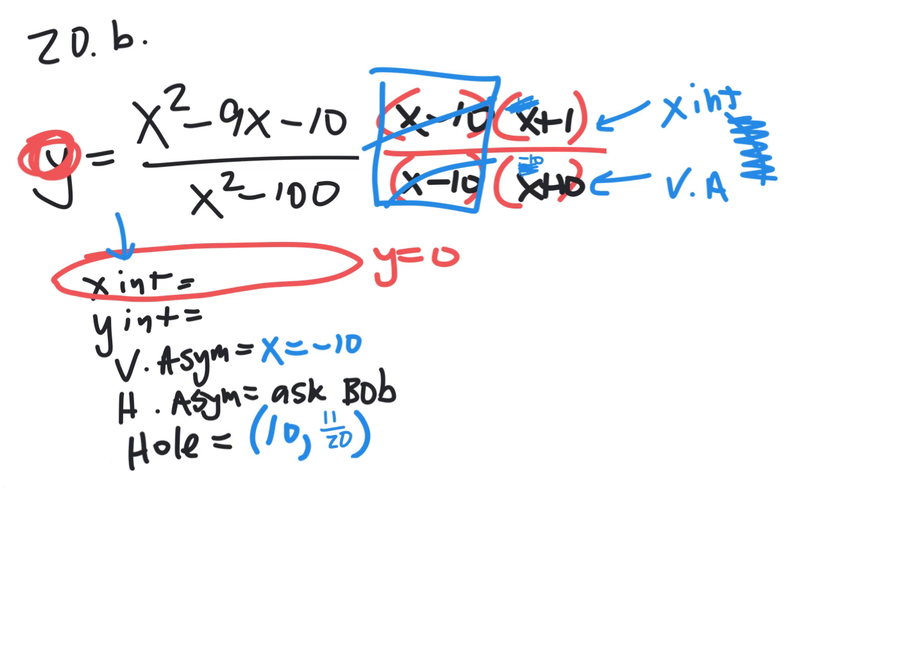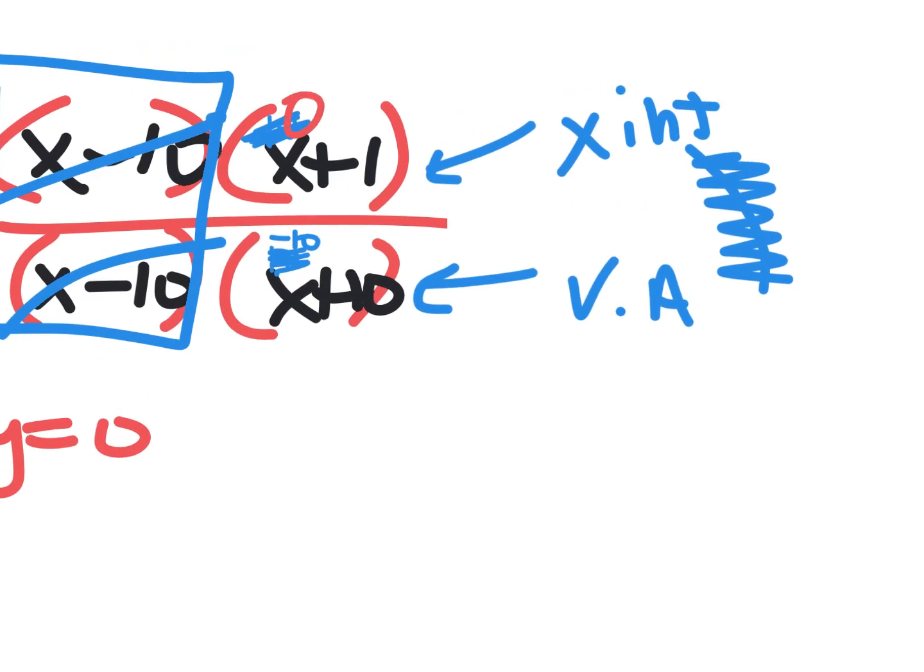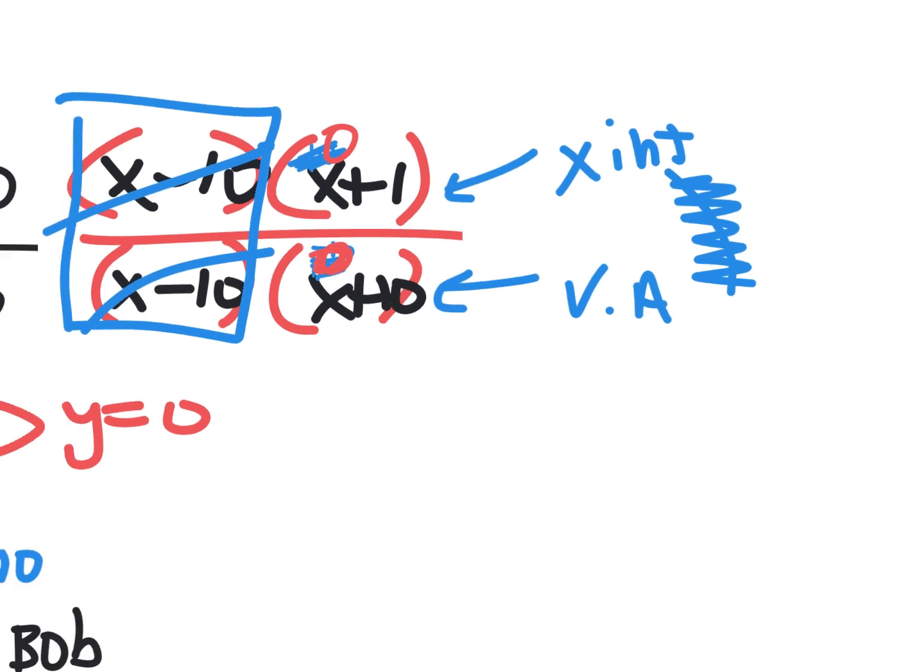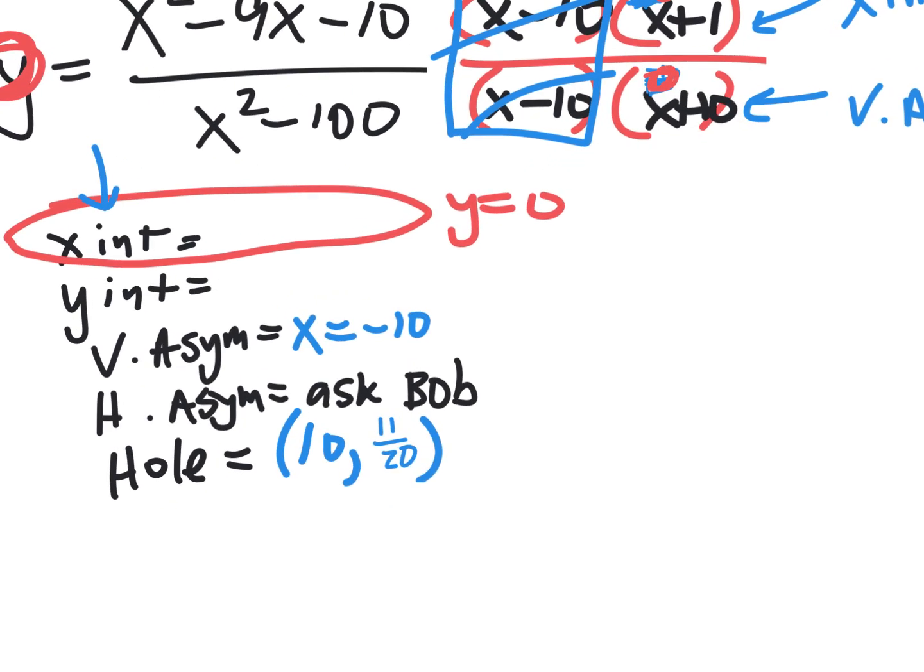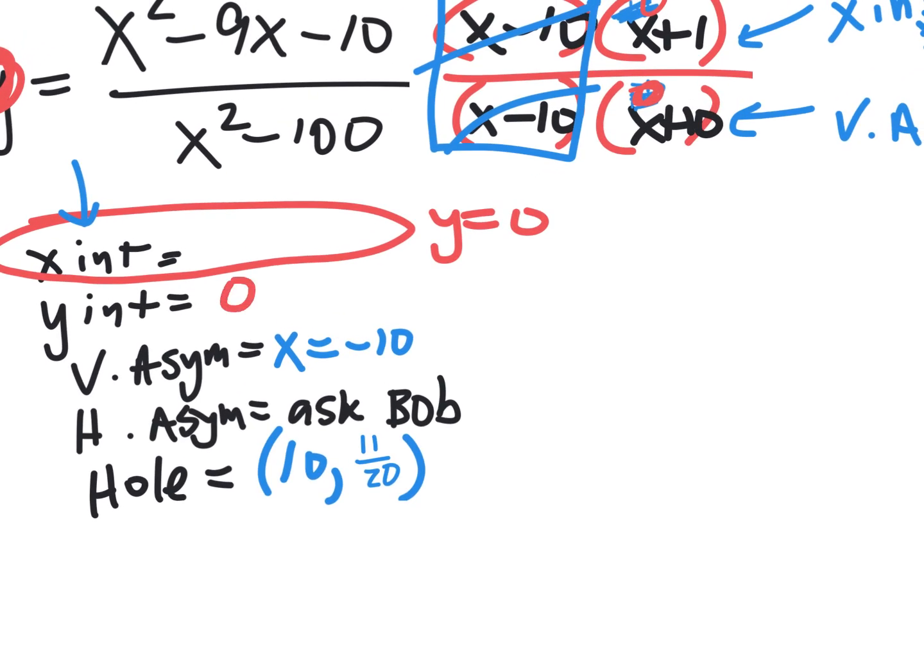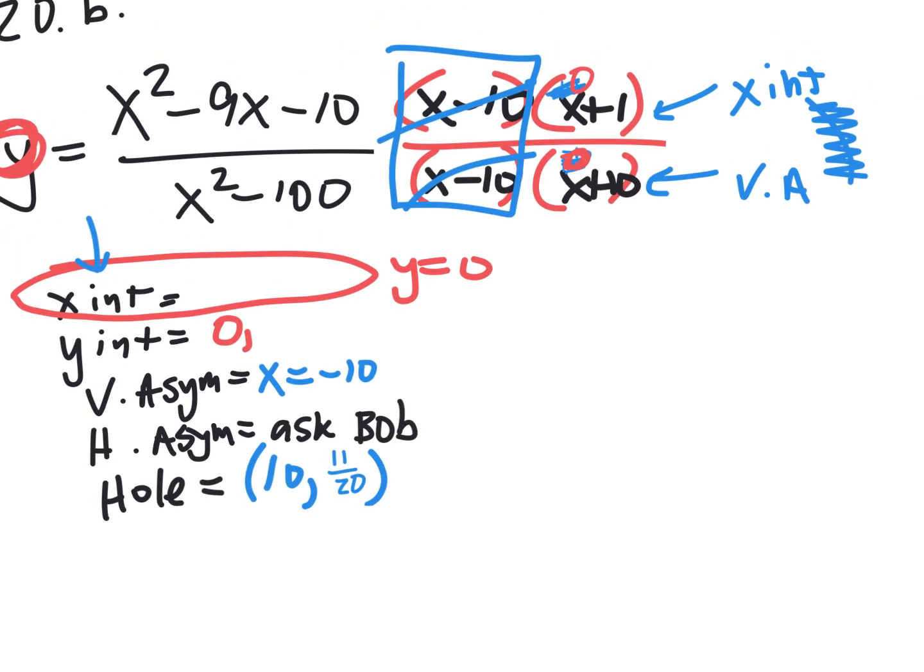How about the y-intercepts? The y-intercept is where x is 0. So you put in a 0 here and here, and you would get 1 over 10. So the y-intercept is 0, comma, 1/10. The x-intercept was what made the top 0, which is x equals negative 1. That's what makes the top 0, and therefore the whole function 0.